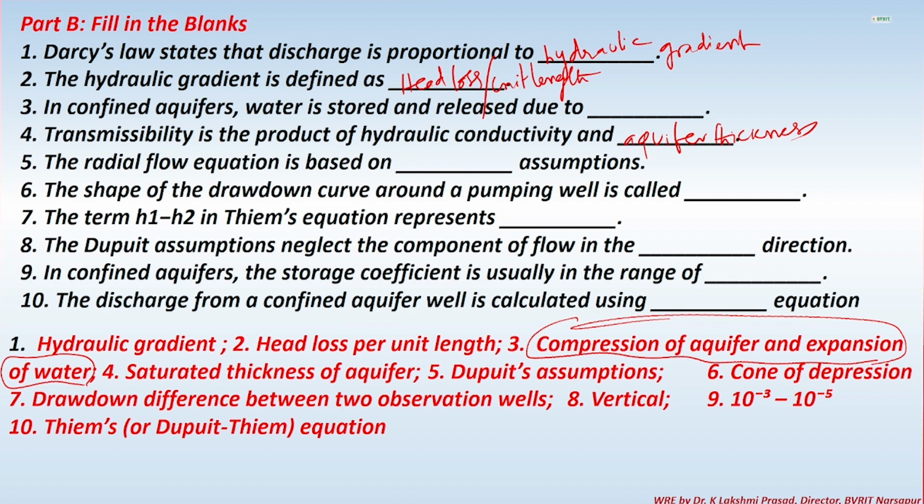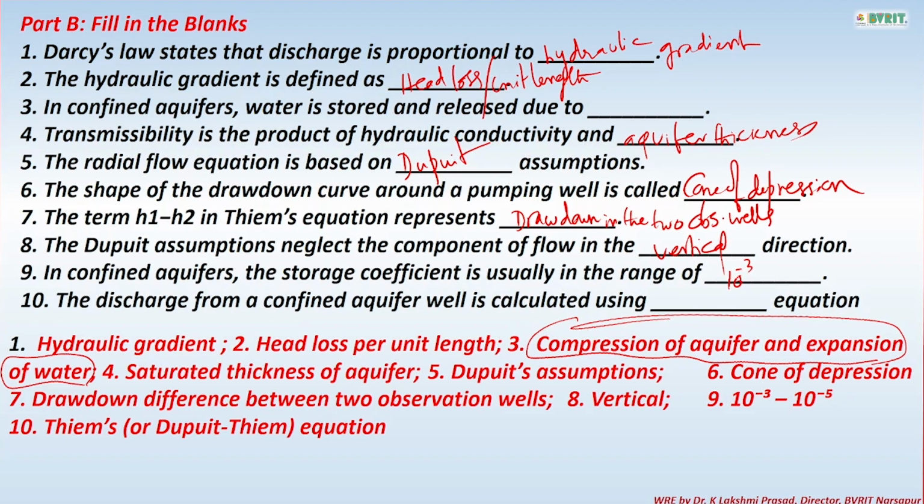The radial flow equation is based on which assumption? Dupuit assumption. The shape of the drawdown curve around the pumping well is also called the cone of depression. The term H1 minus H2 in the Thiem equation represents the drawdown in the two observation wells. The Dupuit assumptions neglect which component of flow? Vertical component, because the vertical component is not considered. In a confined aquifer, the storage coefficient, excellent question, will vary between 10 to the power of -3 to 10 to the power of -5. And last, the discharge from a confined aquifer well is calculated using the Dupuit-Thiem equation.